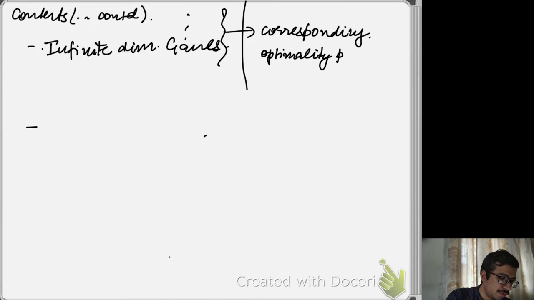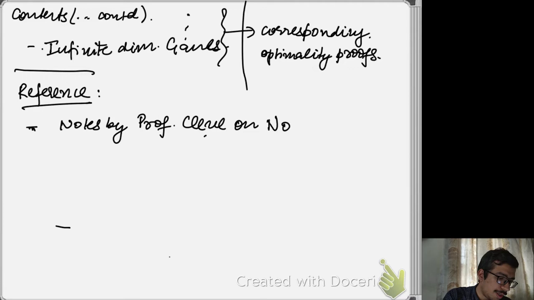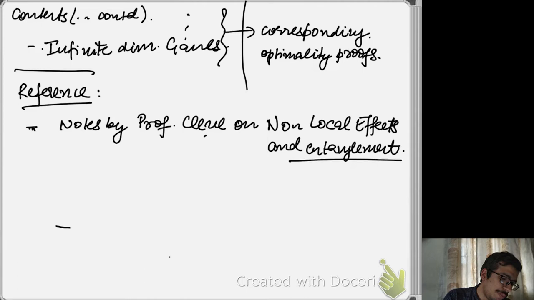So what is the reference for this? A good reference for this course are notes by Professor Cleve on non-local effects and entanglement. So I'll be posting a link to these notes in the description box below.